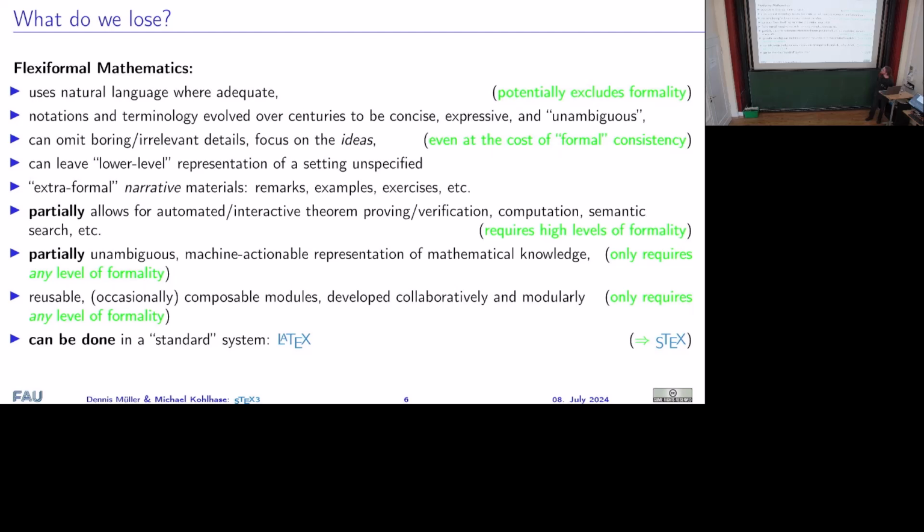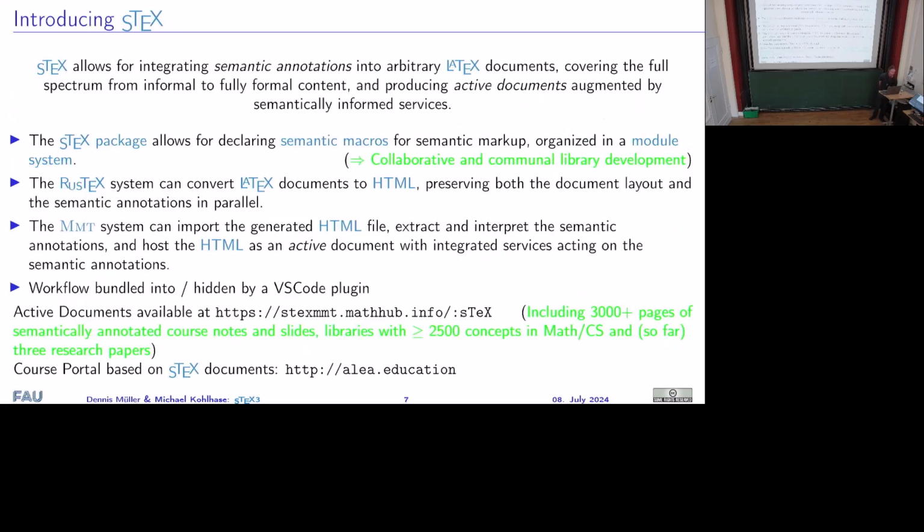And my claim would be that, given that we have a standard format for informal mathematics already, or a standard system, we can do basically this also in LaTeX, and that is what STEX attempts to be and do. So my claim would be that STEX allows for integrating semantic annotations in arbitrary LaTeX documents and covering the full flexiformal spectrum from fully informal to fully formal. Fully informal is easy, you just use LaTeX. Fully formal gets a bit more complicated.